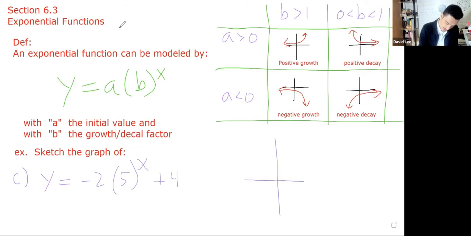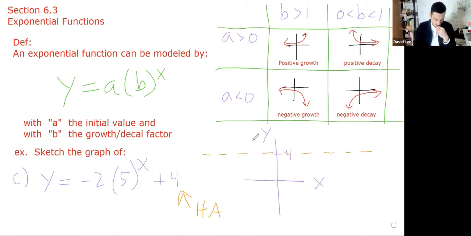So here's what we're saying. Here's the x and y axis. Let's pretend that that's 4. Because you have a number in the back of your equation, that constant is always the horizontal asymptote. So you know that this guy here is the horizontal asymptote, which means you go to 4 on the y-axis and you make a dotted line, something like that. And then decide what the graph will look like.